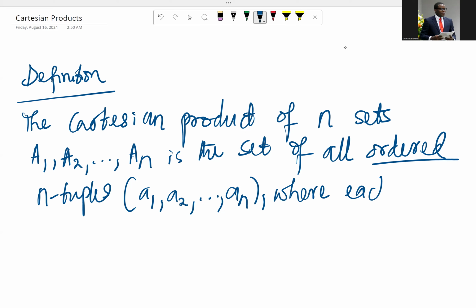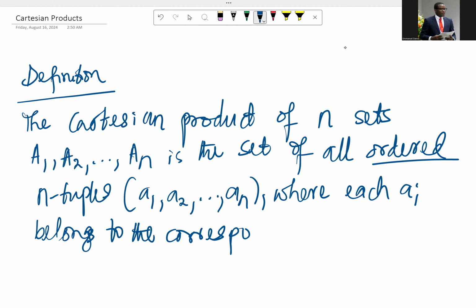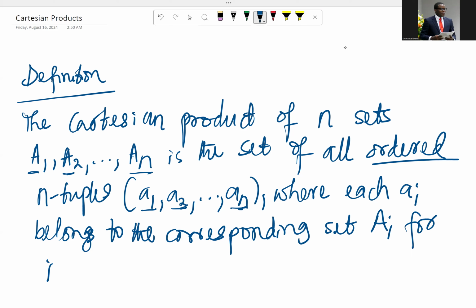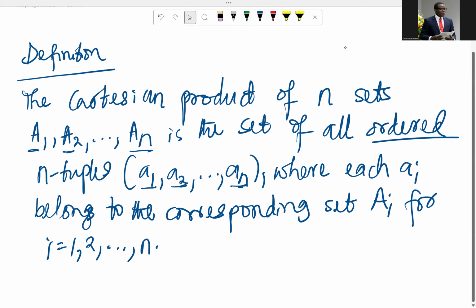where each ai, that is each of these a1, a2, up to an, belongs to the corresponding set Ai. What it simply means is that this small a1 belongs to set A1, this small a2 belongs to set A2, and this small an belongs to the set AN. All right. And that is for i equals 1, 2, up to n. That is the idea of a Cartesian product.